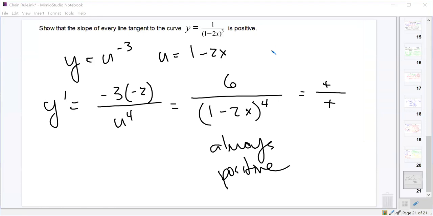Could you have also used the reciprocal rule? Yeah, you could have. So you could have called this 1 over u cubed with u equal to 1 minus 2x, and then used the reciprocal rule for 1 over u cubed, and then multiplied by negative 2. You would have got the same thing. It would have required, I think, a little bit of simplification, but you would have ended up with the same. Everybody good with that?